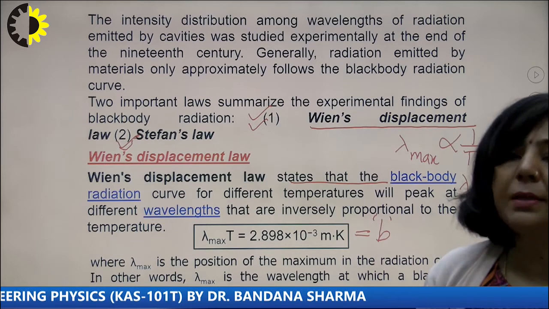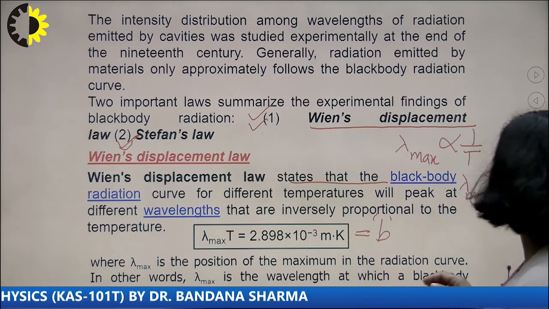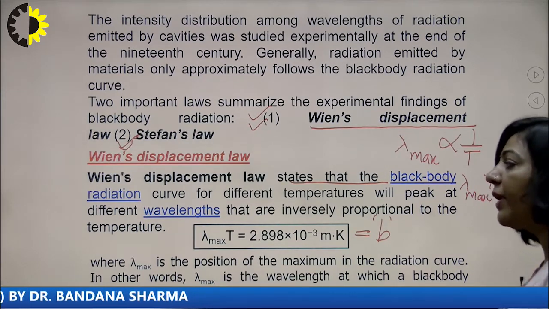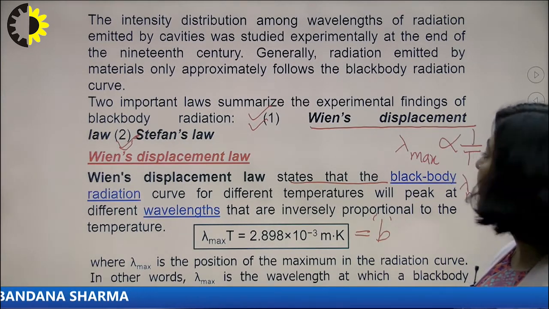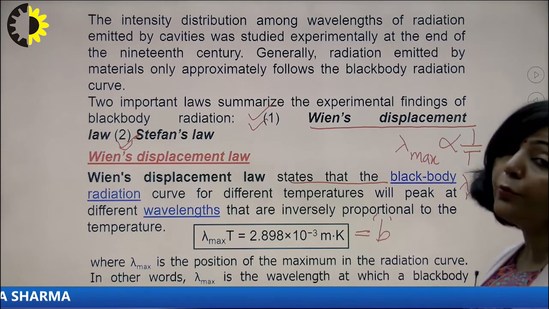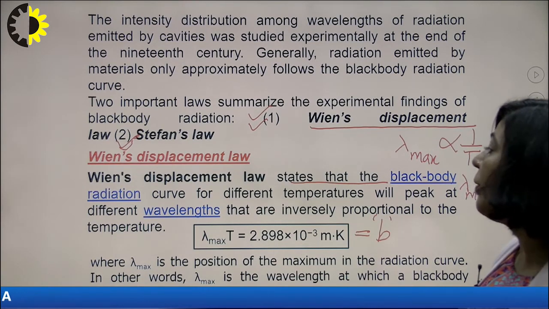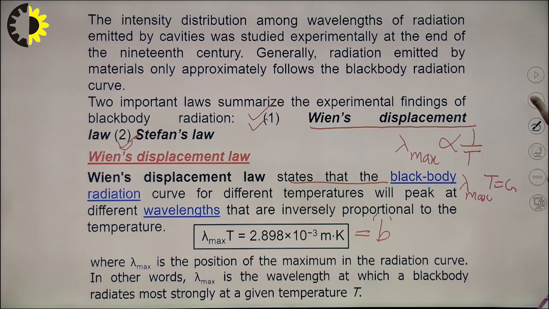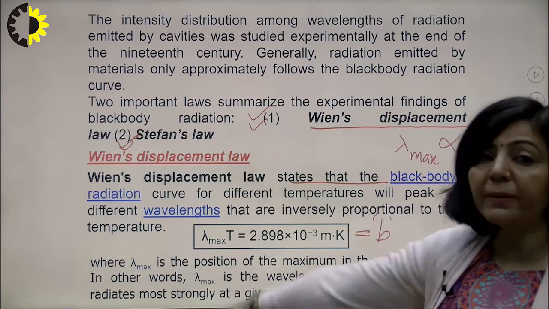So, there is an inverse relationship between lambda max and temperature. This is your Wien's displacement law. Or you can say the product of lambda max and temperature is Wien's constant, and its value, you have to remember this, is 2.898 into 10 raised to power minus 3 meter Kelvin. Clear? So, on the basis of this, you have to solve some numericals.